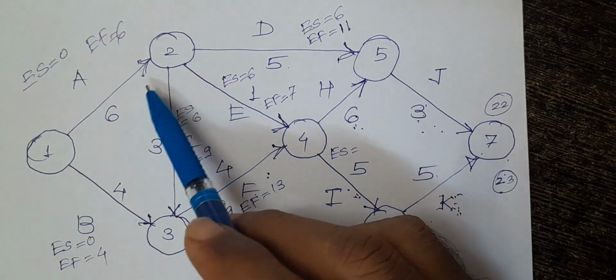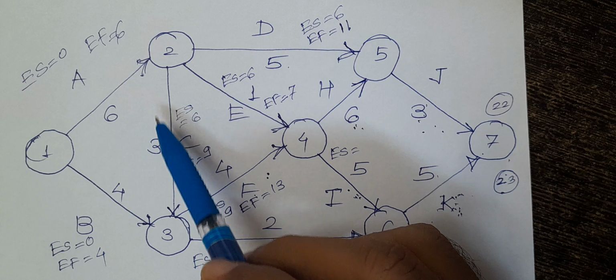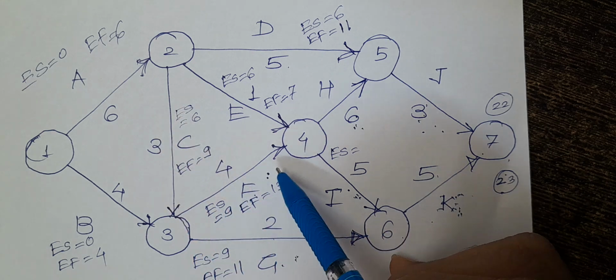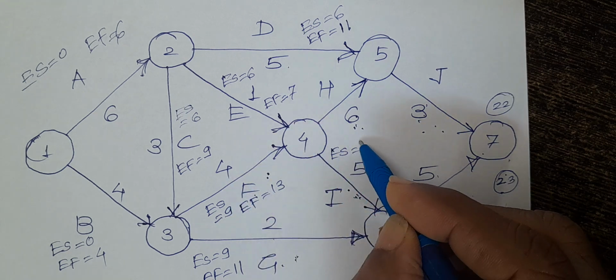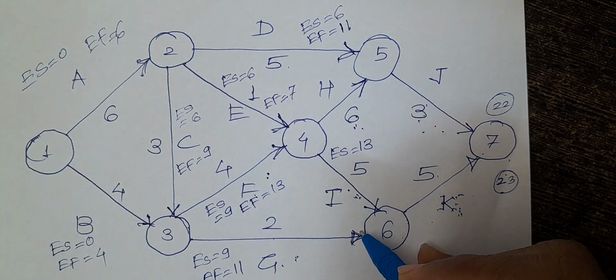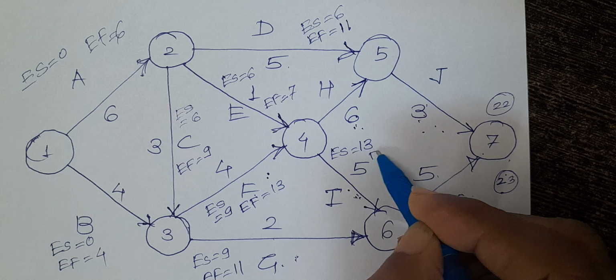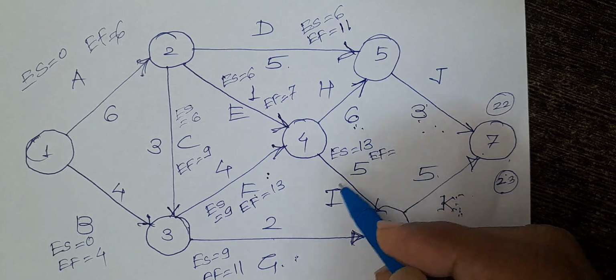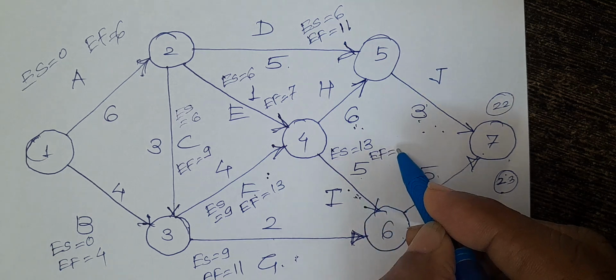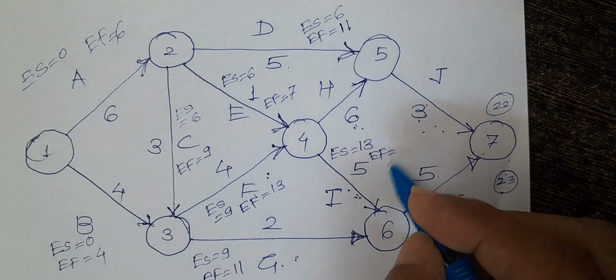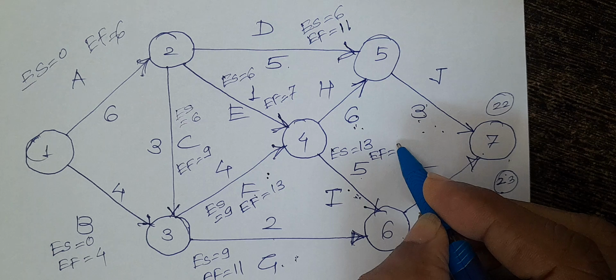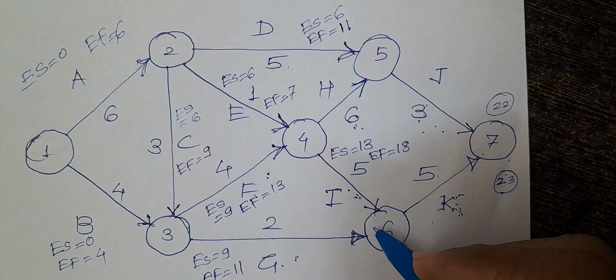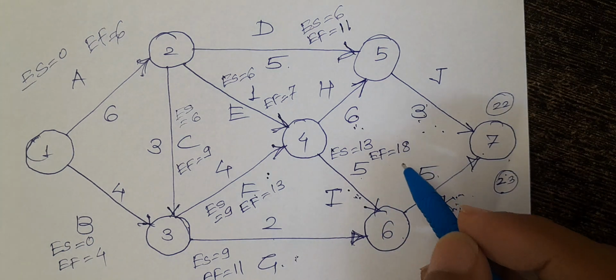So it is 6 plus 7. So it is 6 plus 3 plus 4. So 10 plus 13, so it is a maximum. So earliest start for this activity is 13. So what is the earliest finish for this activity? 13 plus 5, it is 18. Sorry, 13 plus 5, it is 18. So earliest finish for this activity is 18.